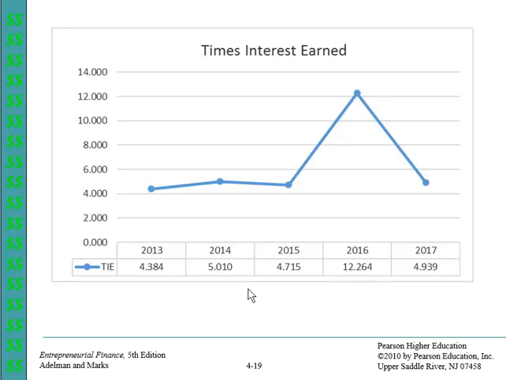Now, if we look at this ratio, we can see that in general, Coors has around a 4 is what they maintain. Now, in 2016, something happened in 2016. We're not sure exactly what happened in 2016, but something occurred in 2016. So, in general, it appears that the company maintains somewhere around a high 4 or a high 5 kind of number with respect to the TIE ratio. So the company shows in general an ability to make payment on debt.